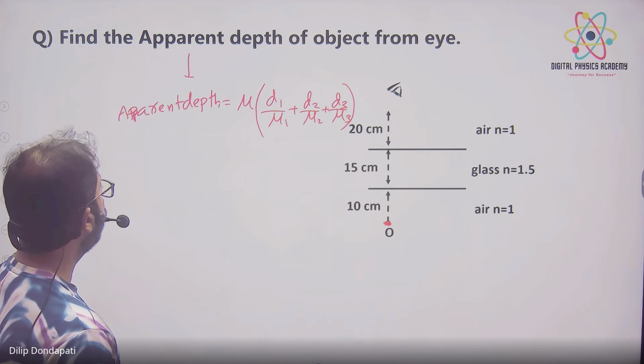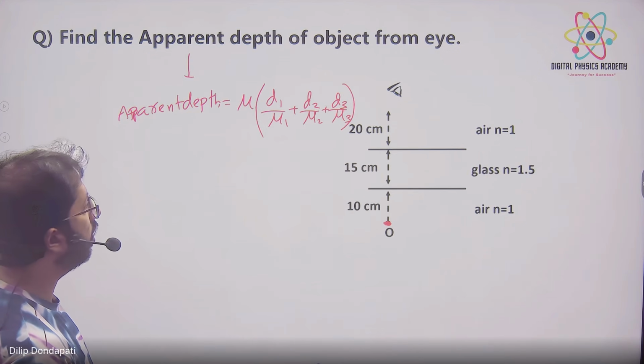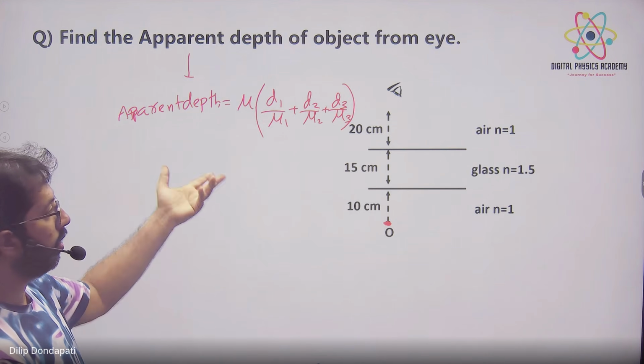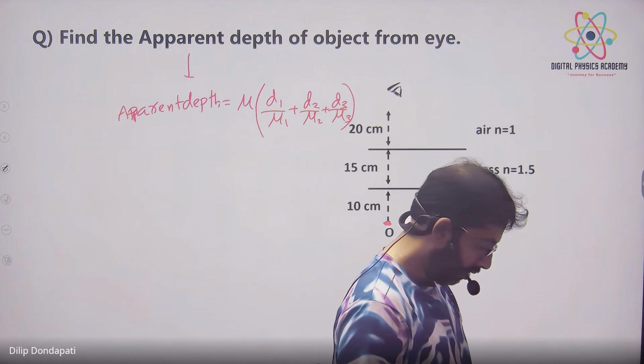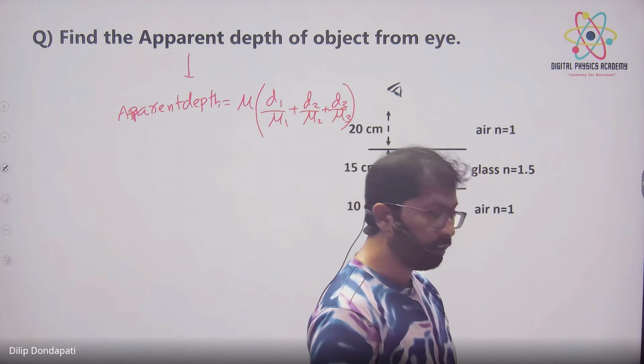So mu means wherever the eye is, in whichever medium it is. It can be water, or all water may also be put. So that medium's refractive index we have to put. 40 centimeters. Yes, 40 centimeters.